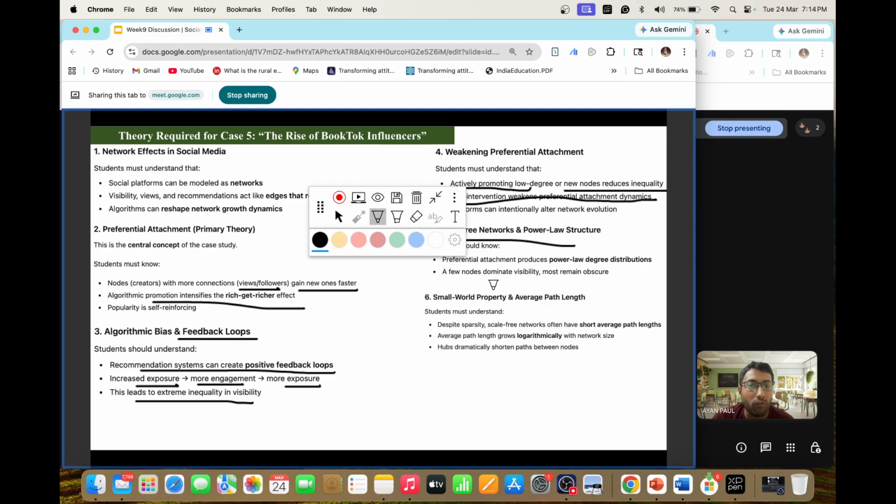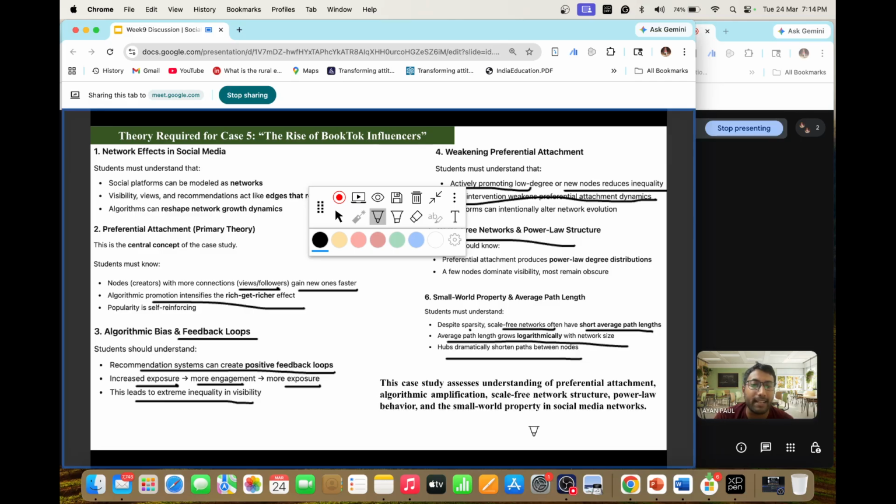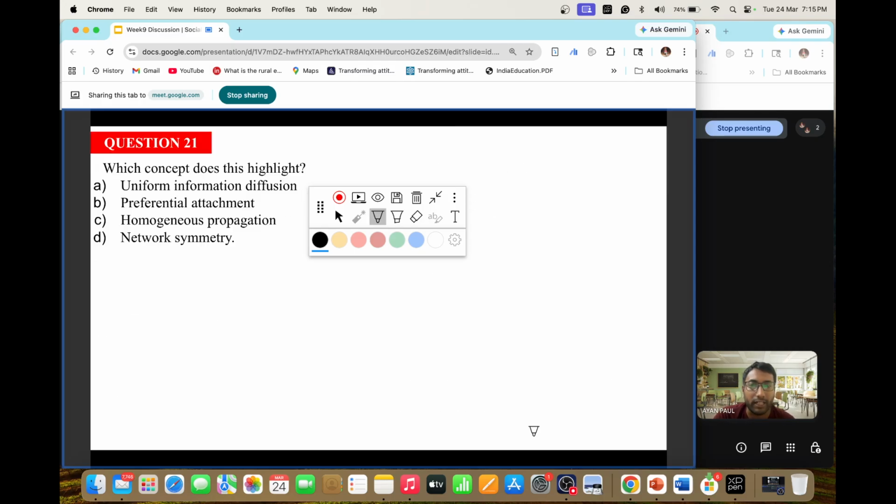Then we have the small world property and average path length. Despite sparsity, scale-free networks often have short average path lengths. Average path lengths grow logarithmically with network size. Hubs dramatically shorten the paths between the nodes. So this case study assesses understanding of preferential attachment, algorithmic amplification, scale-free network structure, power law behavior, and small world property in the social network.